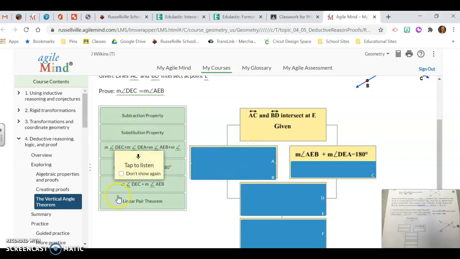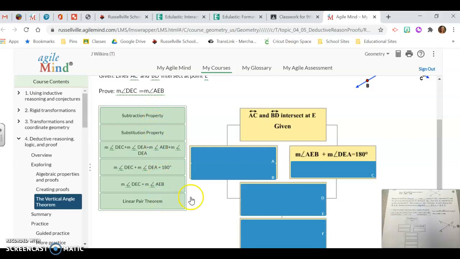When I look over here, this subtraction property, substitution property, and linear pair theorem, those are all reasons. These three right here are statements. Let me click that. So when we're filling these in, these are what are going to be listed in the top, and then these will be listed below.